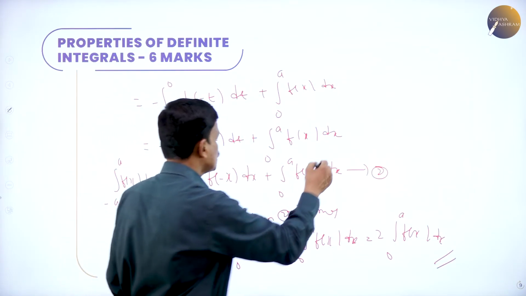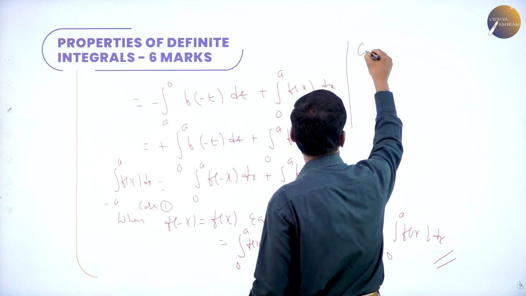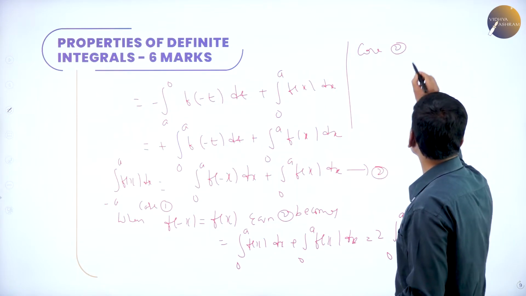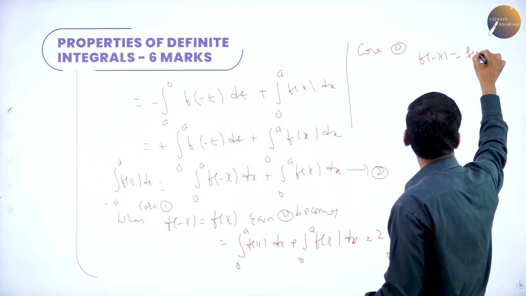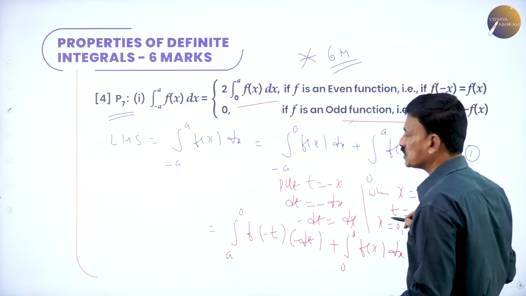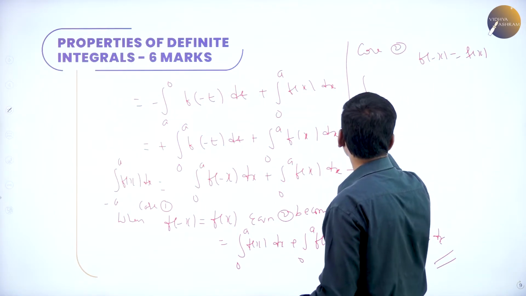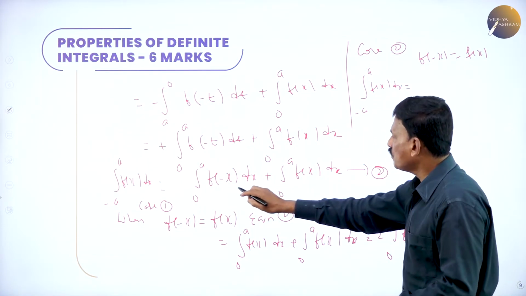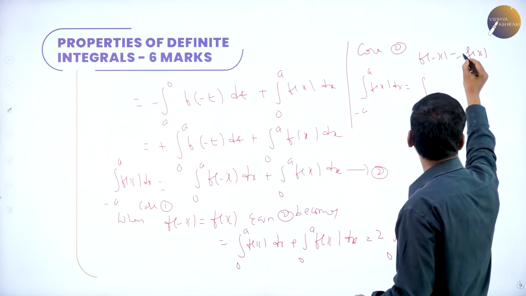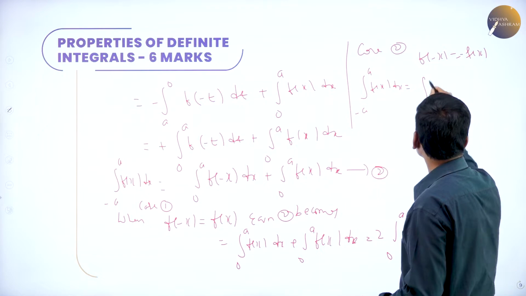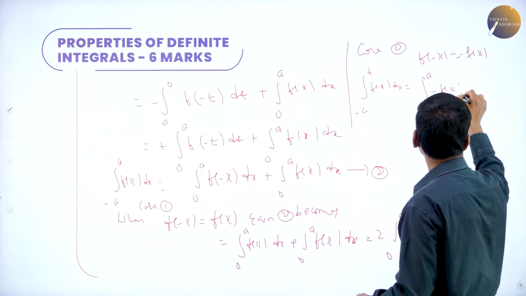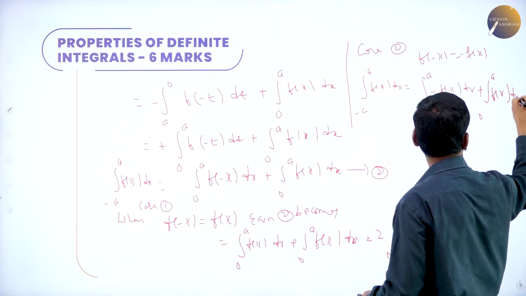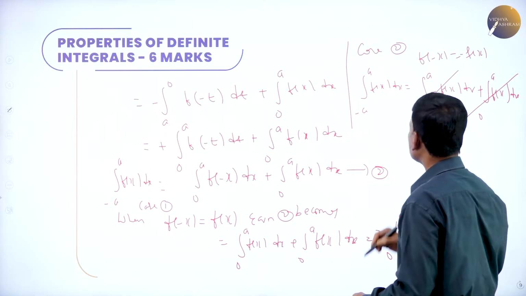Now case number 2. In case 2, if f of minus x is equal to minus f of x, that is for an odd function, then equation 2 becomes minus a to a f of x dx, which can be written as, here f of minus x is nothing but minus f of x, so 0 to a minus f of x dx plus 0 to a f of x dx. What happens? These two get cancelled, and this is equal to 0.